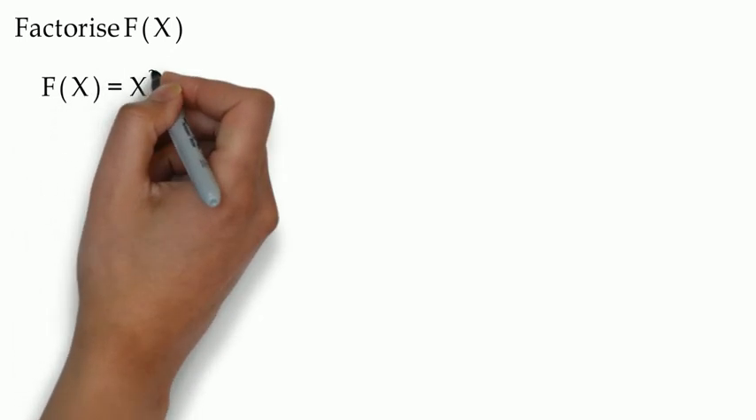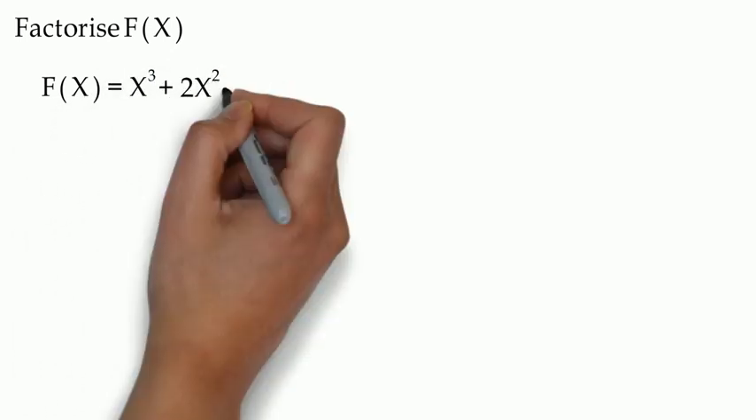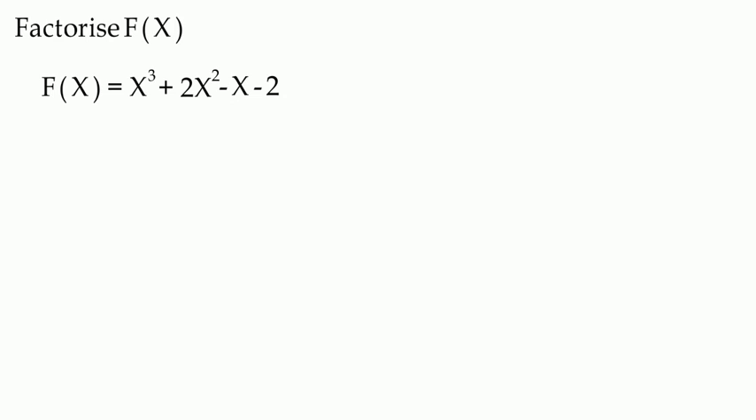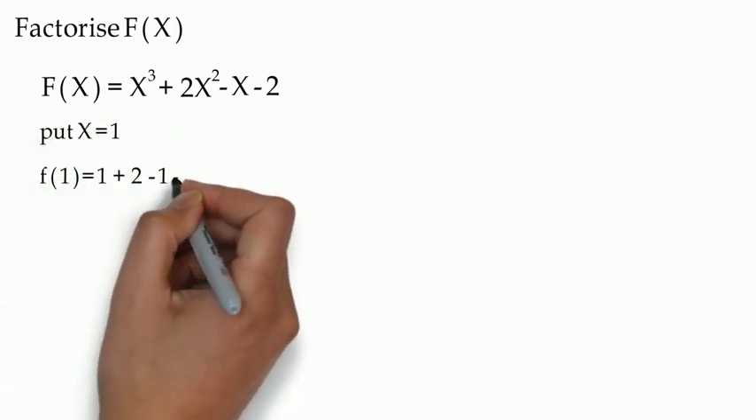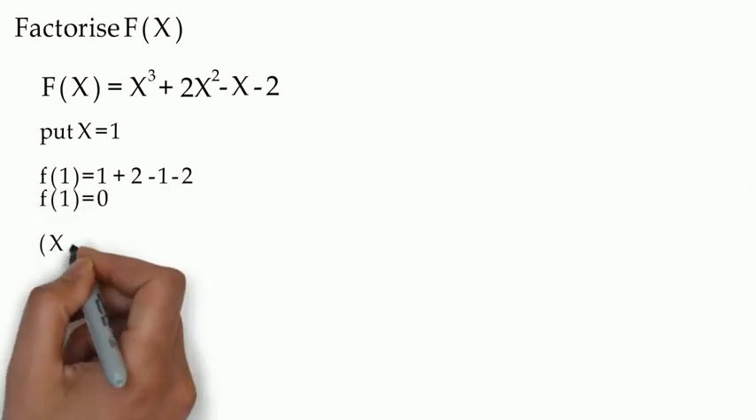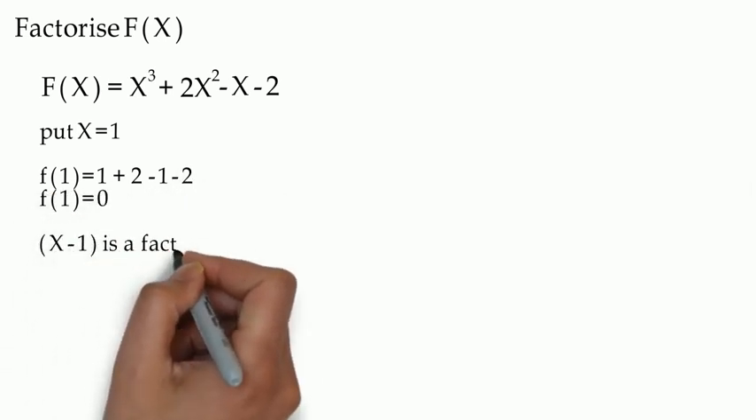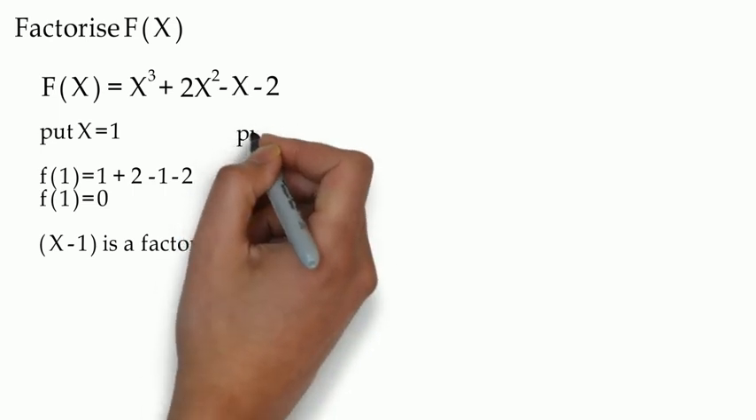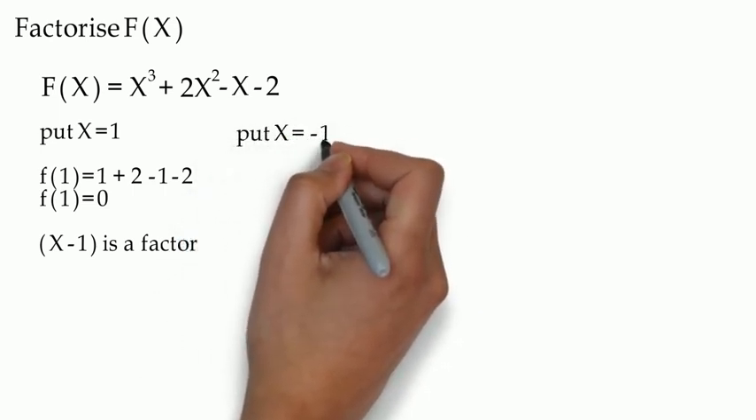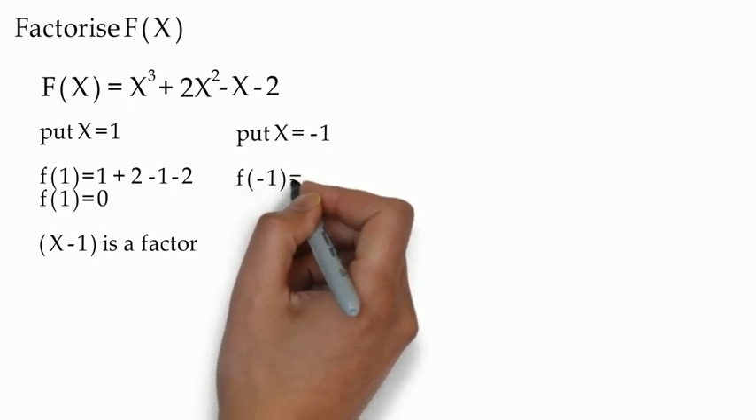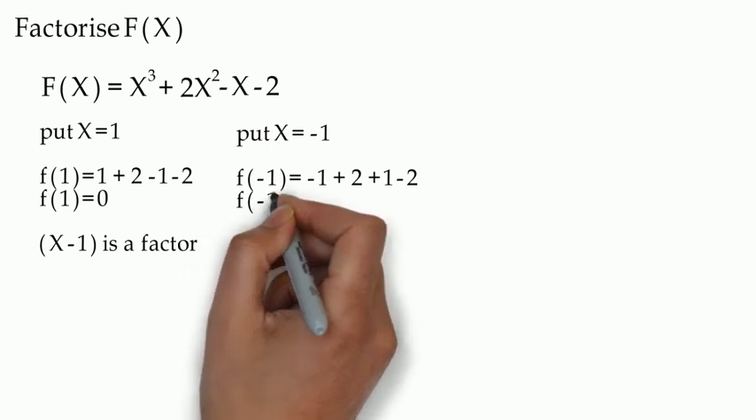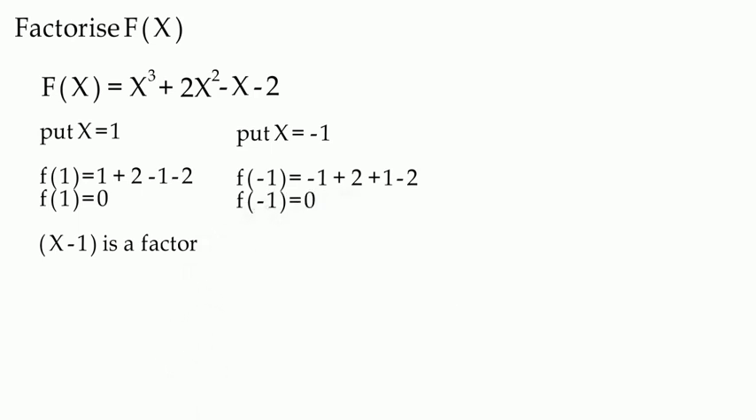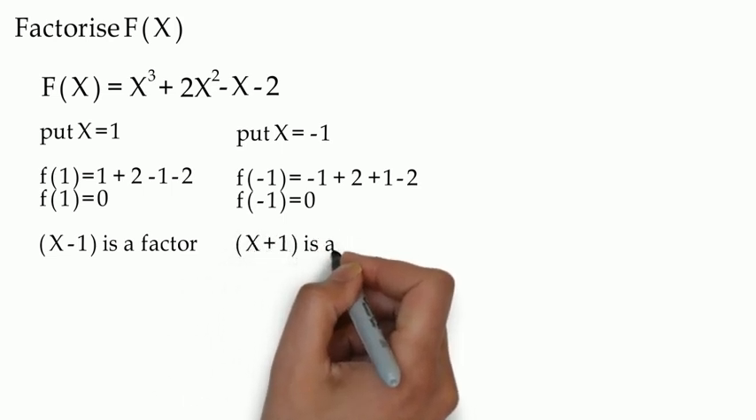f(x) equals x cubed plus 2x squared minus x minus 2. We can put x equals 1 in f(x), then we get f(1) equals 0. Therefore, x minus 1 is a factor. Now put x equals minus 1. Then f(minus 1) equals minus 1 plus 2 plus 1 minus 2, which again gives f(minus 1) as 0. So therefore, x plus 1 is also a factor.